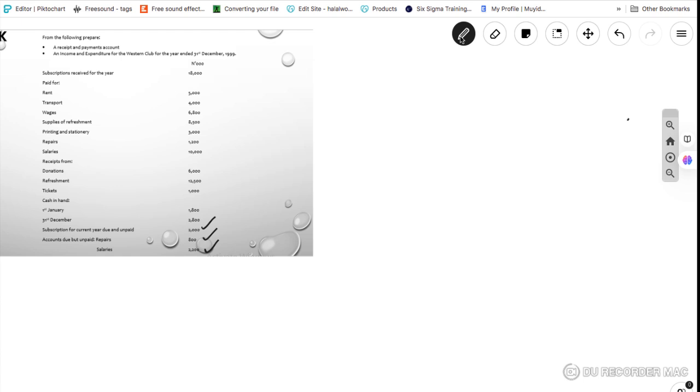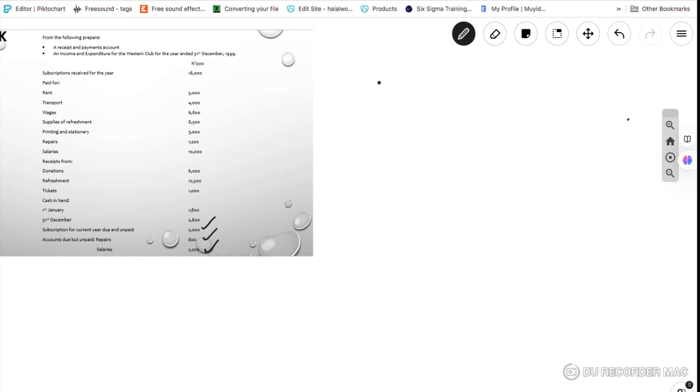But in regards to the income and expenditure account, it's the other way around. All items of expenses are going to be recorded on the debit side of the income and expenditure account, while all items of income are going to be credited on the income and expenditure account. So we're going to go through this question that I have here on the screen, and also we're going to look at how to prepare this account. So let us go right in.